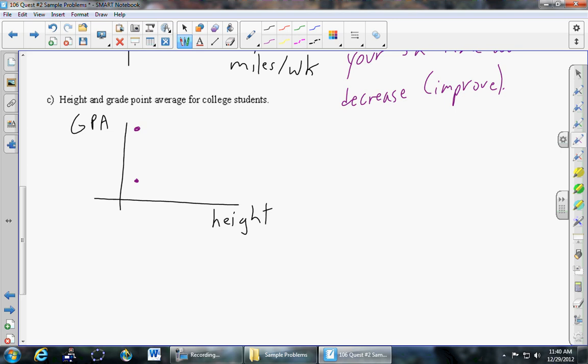And then what happens when you have people that are really tall? Well, they could have low GPAs or they could have high GPAs. And so you're just going to get a bunch of dots with really no pattern at all. And so in this case, they are unrelated. So there won't be a positive or a negative trend here.